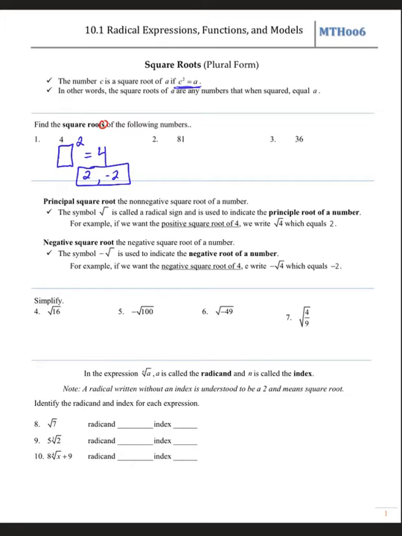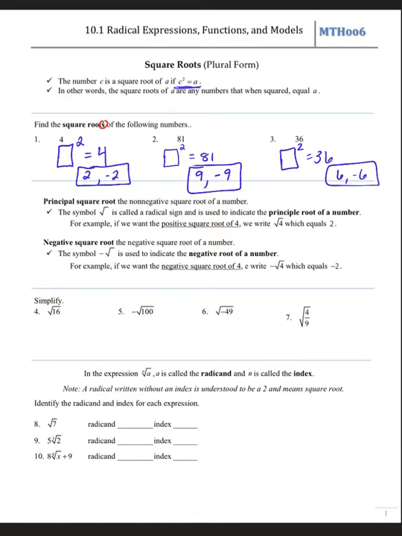The next one, 81. Again, which number squared equals 81? Well, we know 9 times 9 is 81, but also negative 9 times negative 9 equals 81. So again, 2 square roots there. And last but not least, 36. Which number squared gives us 36? You're right, 6 and negative 6 are the square roots.